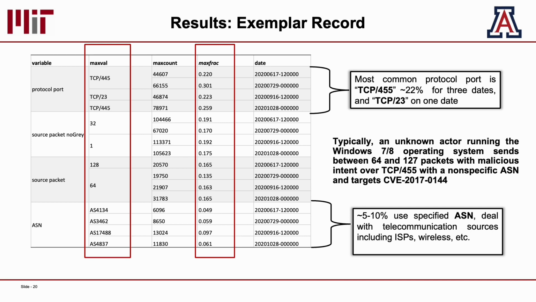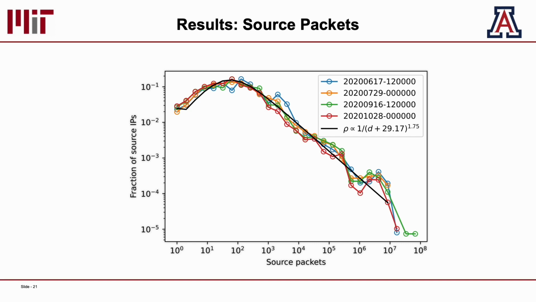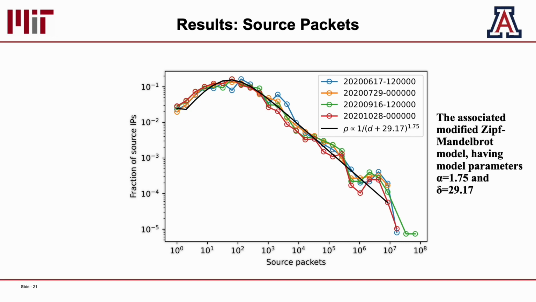The exemplar record then is that 99% of the time, an unknown actor running the Windows 7/8 operating system sends between 64 and 127 packets with malicious intent over TCP 445 with a non-specified ASN and targets CVE-2017-0144. The zip-Mandelbrot model exists in many of the Explore variables.